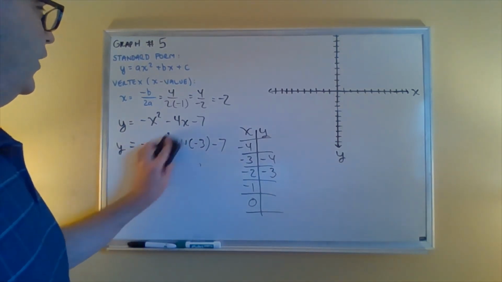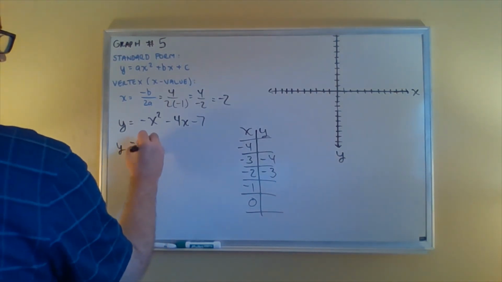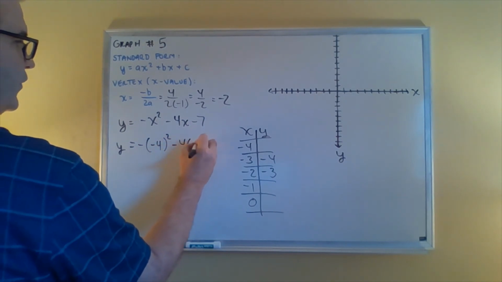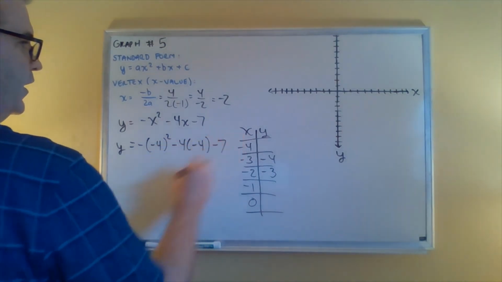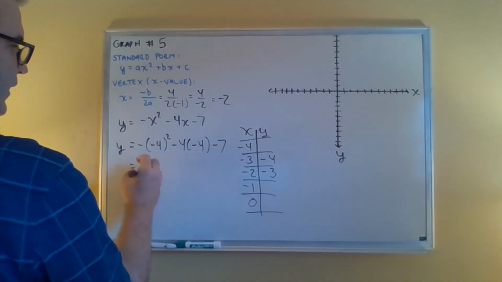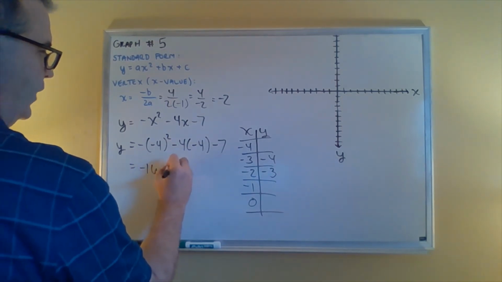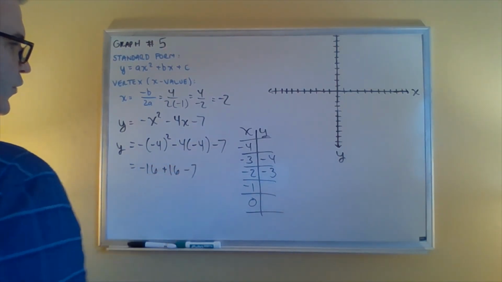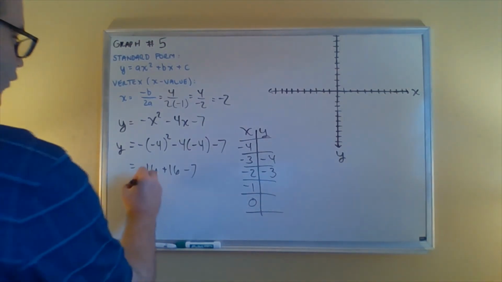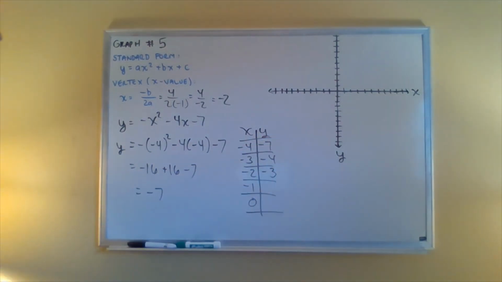The next value I'm going to plug in for x is going to be -4. I'm going to get the opposite of -4 squared minus 4 times -4 and minus my constant of 7. Well, -4 squared is 16. The opposite of that is -16. -4 times -4 is a positive 16. And then I'm going to subtract my constant of 7. Well, -16 plus 16 is 0. 0 minus 7, that is -7. So when x is -4, y is -7.